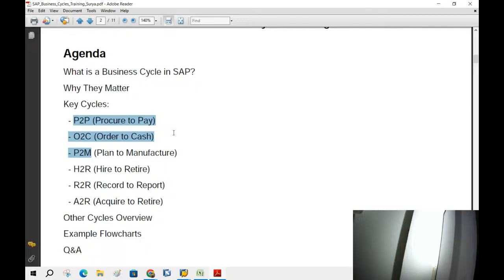Then I'm coming to the human resource side. What does the human resource or personnel department do? It will talk about which cycle? Hire to retire. Uday, please come in. Hire to retire. I am hiring people in my company and I'll take care of them till their retirement.